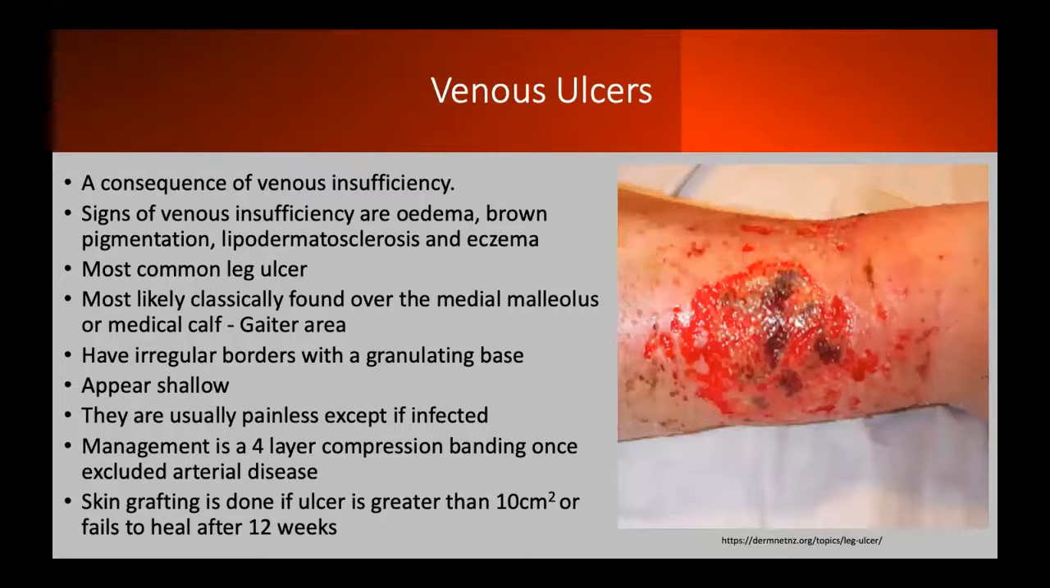The venous ulcers, so they're a consequence of the venous insufficiency. Some signs of venous insufficiency are edema, brown pigmentation, lipodermatosclerosis, and eczema. Venous ulcers are the most common leg ulcer type to see in practice. They're classically found over the medial malleolus or medial calf, the gaiter area. They have irregular borders with a granulating base and appear shallow. They're usually painless except if they become infected.